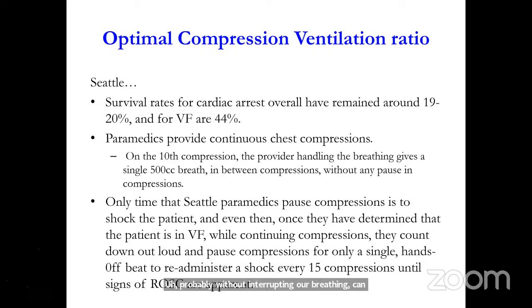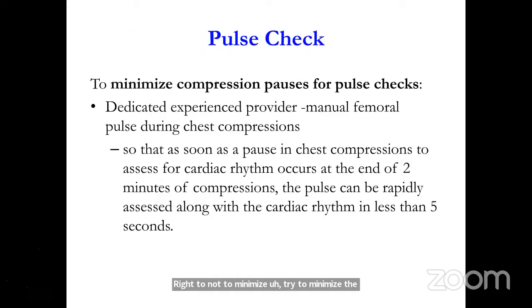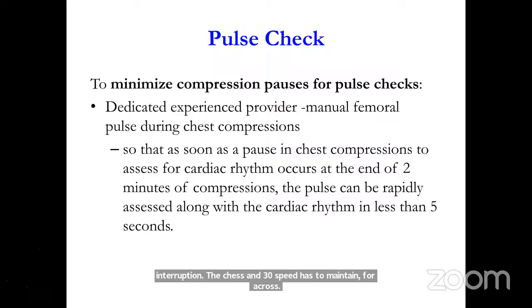We need more evidence, but the crux is that we are keeping 30:2. That's why we are trying to minimize the interruption of the chest compression, and the 30:2 ratio has to be maintained across all the groups of ACLS, BCLS, and CCLS.